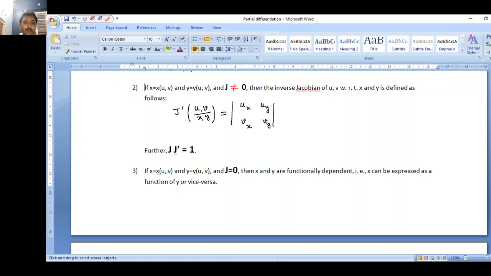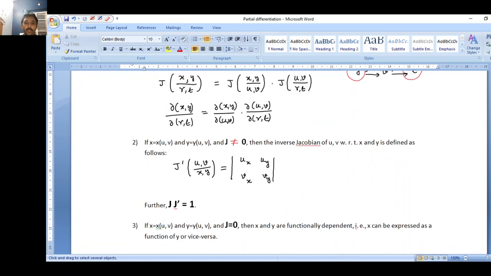In fact, it is not actually an if-then statement, it is an if and only if statement. What do you mean by an if and only if statement? It means that if x and y are functionally dependent, the value of J is going to be equal to 0. And if the value of J is equal to 0, then x and y are functionally dependent. And of course, if J is not equal to 0, it means that x and y are functionally independent. That tells you that x cannot be expressed in terms of y and y cannot be expressed in terms of x as long as J is not equal to 0. Right? So these are three very important properties pertaining to Jacobians.